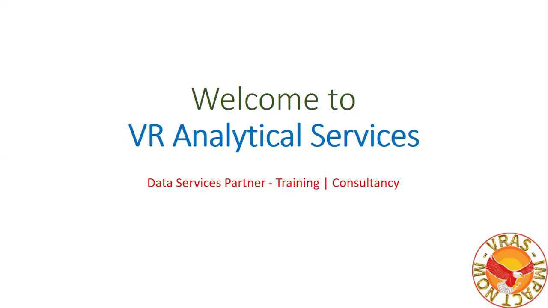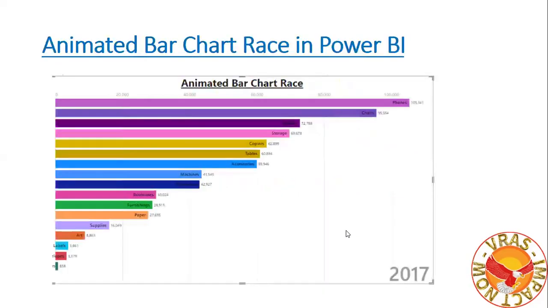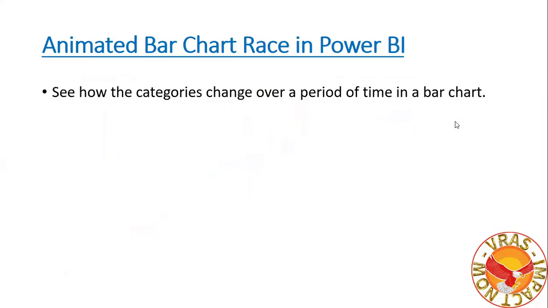In this video, we are going to discuss an interesting topic of animated bar chart race in Power BI desktop. So it looks like this. It changes over a period of time. Now let us see how to create this animated bar chart race using Power BI desktop. It is mainly used to see how the categories change over a period of time in a bar chart.